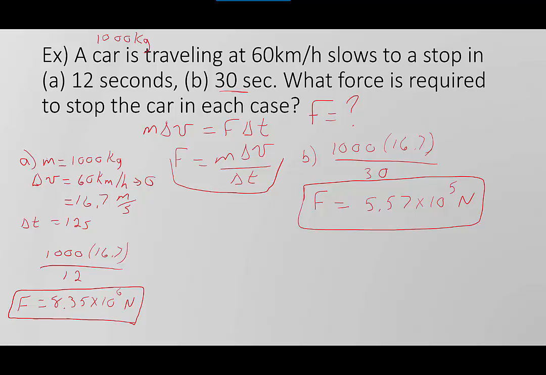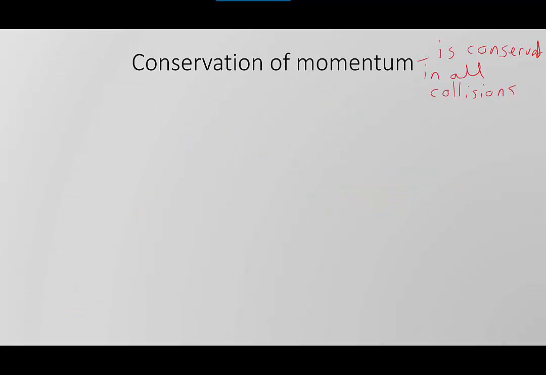Let's look at what happens if we are conserving momentum, similar to how we conserved energy. Momentum is conserved in all collisions, which means that the total momentum before a collision has to be equal to the total momentum after the collision. And we have to make sure we get all of the momenta in there, and that we keep in mind the different signs because the velocities have different directions.